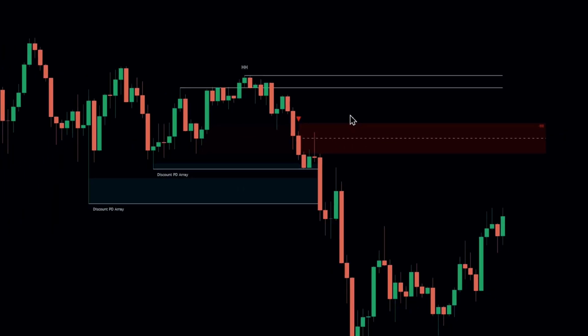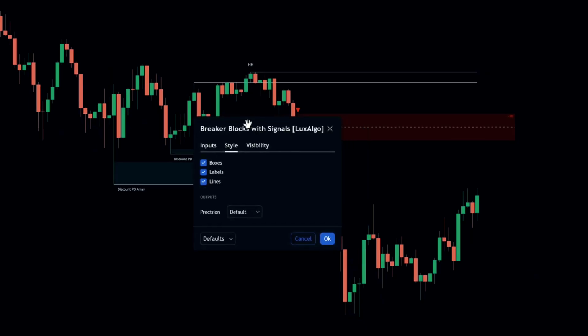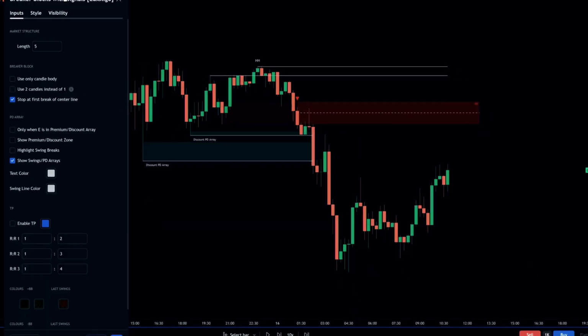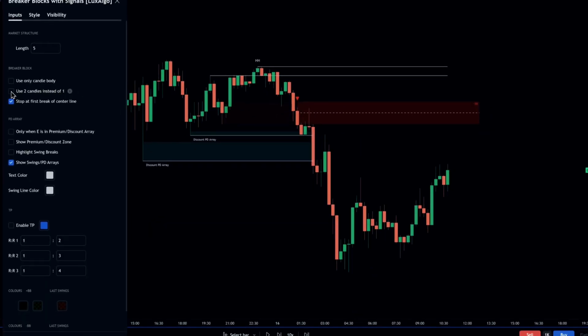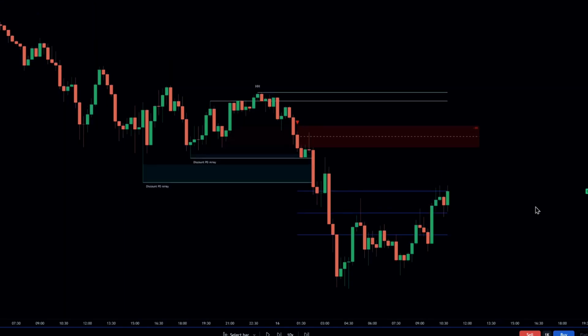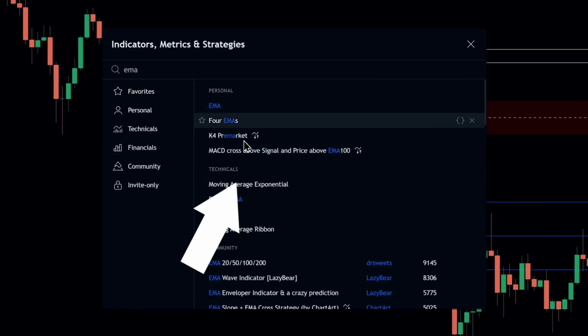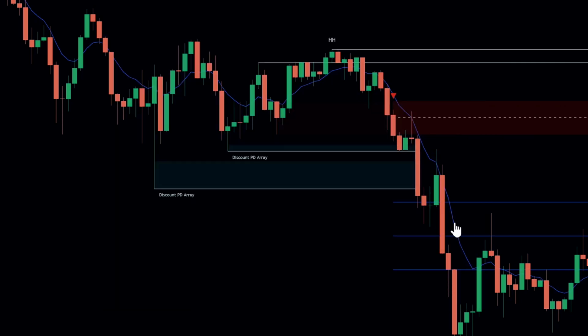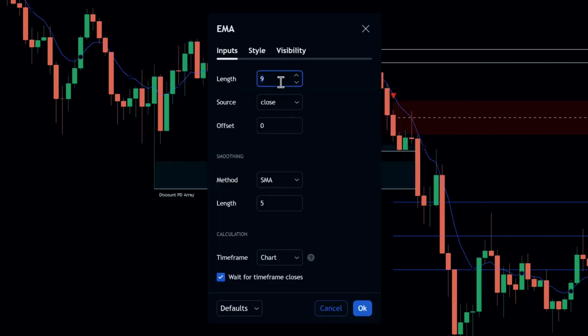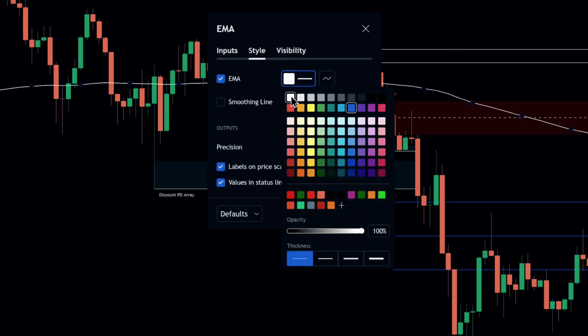Let's tweak the settings. Open the indicator settings, go to the Inputs tab, and check this box to use 2 candles instead of 1. Also enable a TP so we can actually use it for take profit placements. Click OK, and now let's add an EMA for trend confirmation. Go to the Indicator Search tab, type EMA, and select Moving Average Exponential. Double-click on it, set the length to 200, brighten it up a bit, and click OK.